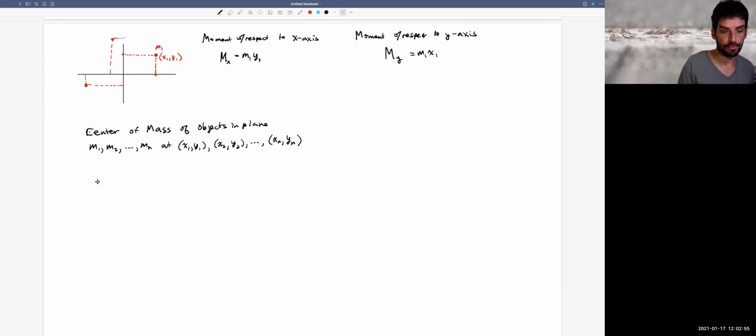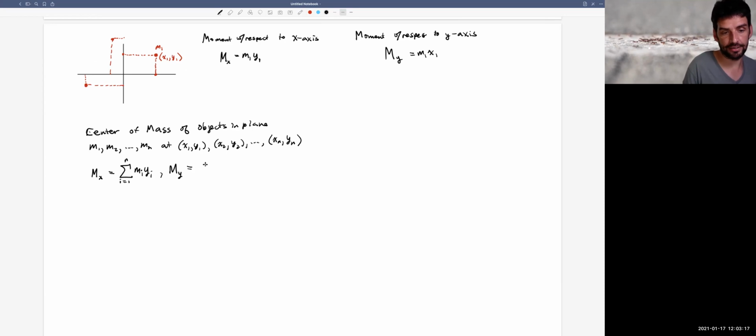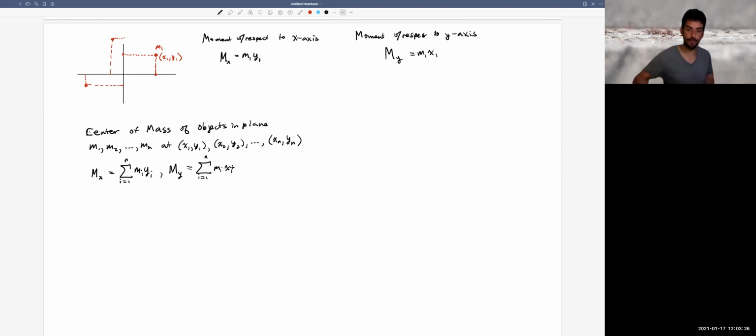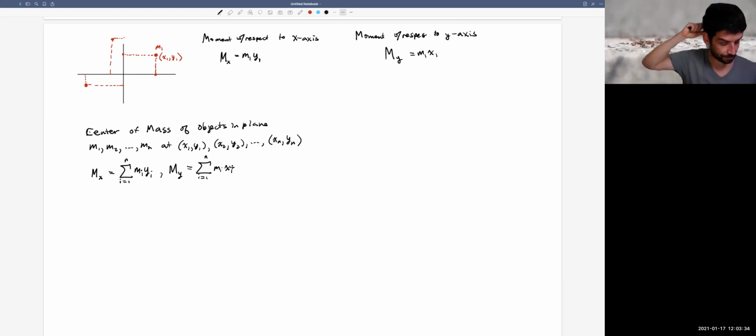Then we have the moment with respect to the x-axis. And this is going to be given by the sum of mi times yi. And the moment with respect to the y-axis is going to be the sum over all these masses of mi xi, right? So just like we did previously, we added them all up, but now we've got two different directions. What's happening in our horizontal direction and what's happening in our vertical direction.